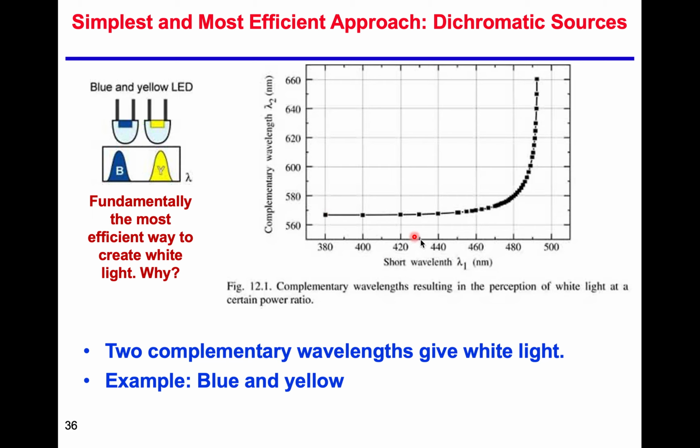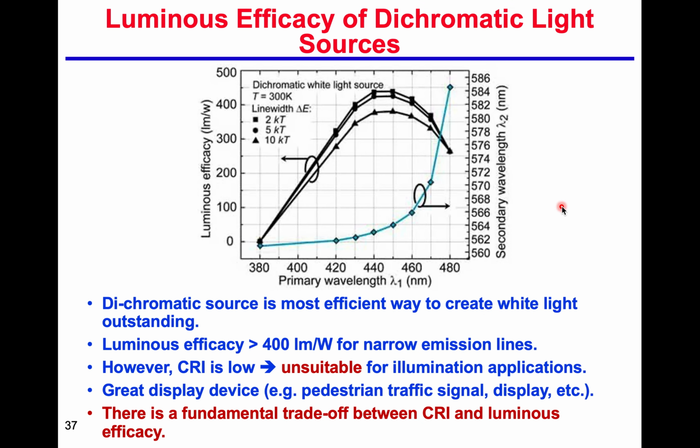And if we increase the blue wavelengths, and we also increase the yellow wavelengths as well. But when we choose the two wavelengths, we can actually achieve different luminous efficacy. Here we also consider that they have different full width at half maxima: 2 kT, 5 kT, or 10 kT. 10 kT means it's broader. 2 kT means it's narrower, it's sharper.